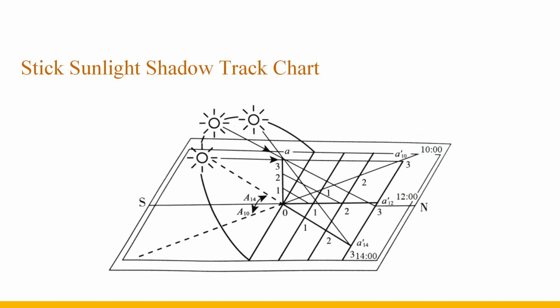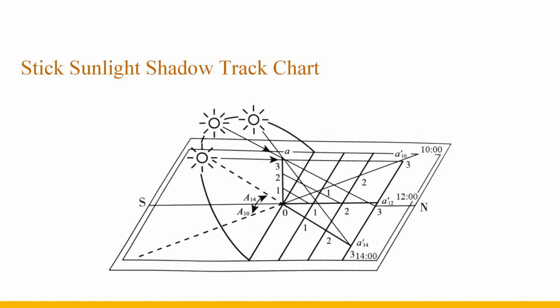The radial line represents the azimuth line of the shadow of the rod at a certain moment. The angle with due south is the azimuth angle of the rod shadow. A10 and A14 marked in the figure represent the azimuth angle of the sun at 10 o'clock and 14 o'clock, which is equal to 180 degrees minus the rod shadow azimuth angle. Line segments OA10 prime, OA12 prime, and OA14 prime represent the rod shadow length at 10, 12, and 14 o'clock respectively, and also represent the corresponding timelines.